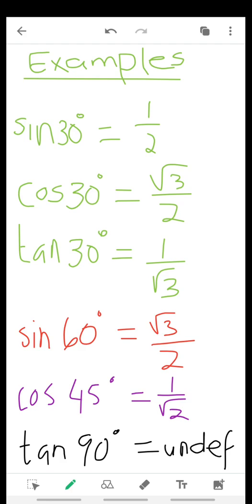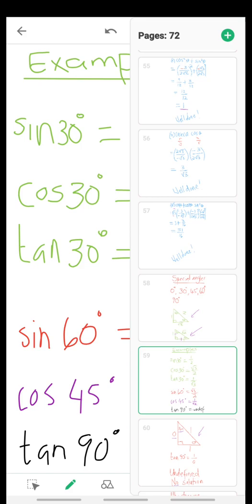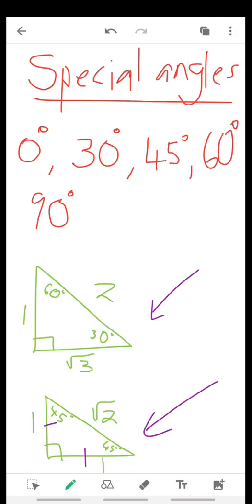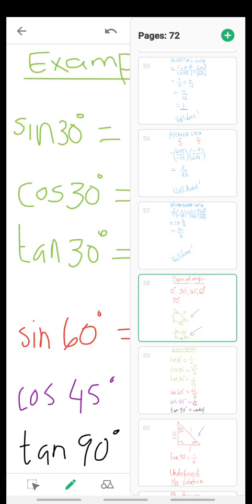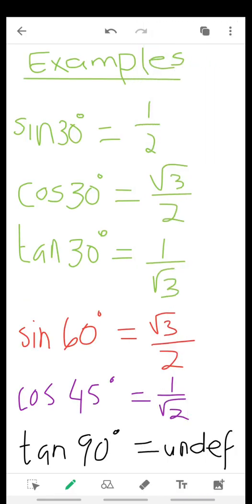Remember, sine 30 degrees is opposite over hypotenuse. But do we have a triangle which has 30 degrees as one of the angles? Yes. Therefore, we are going to go to that triangle and look for the answer. So when we go to that triangle, we find that 30 degrees, you see 30 degrees in the first triangle, is opposite 1 and hypotenuse 2. That's why our answer, sine 30 degrees, will be equal to a half.